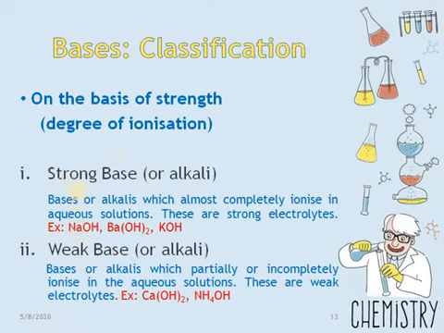Now if you go for weak bases or alkalis, the bases or alkalis which partially or incompletely ionize in aqueous solutions are called weak bases or alkalis. These are also weak electrolytes. Examples: calcium hydroxide, ammonium hydroxide.